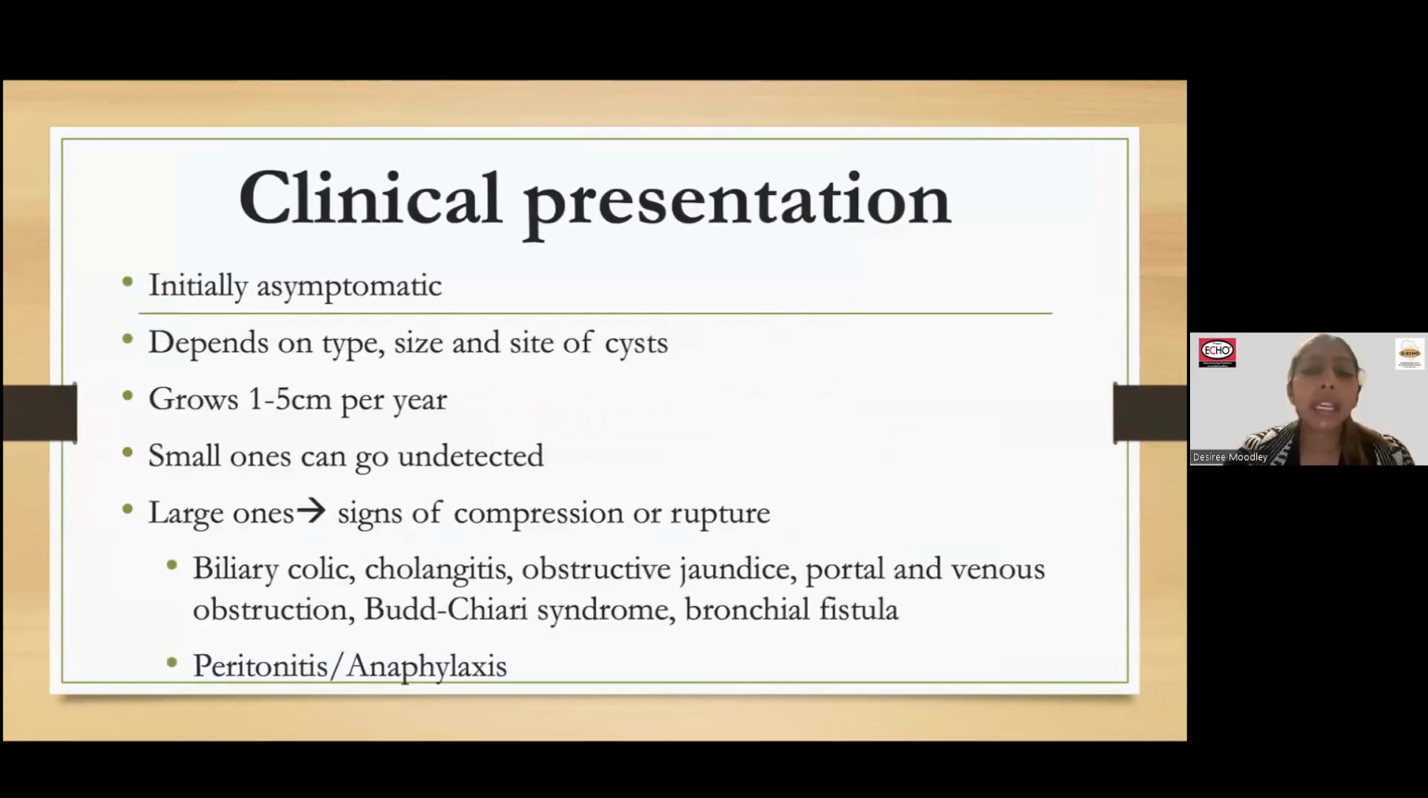So they clinically present initially asymptomatic, and the way they present will depend on the type of the cyst, the size, and where it is. It grows 1 to 5 centimeters per year, and small ones can go undetected for a long time. Large ones may present with signs of compression or rupture. And obviously, it depends on where they are. So you can get cholangitis, jaundice, portal and venous obstruction, biliary obstruction. You can get a bronchial fistula. And if it ruptures, you can also get peritonitis or even anaphylaxis.